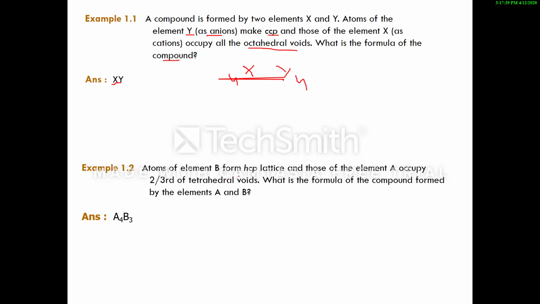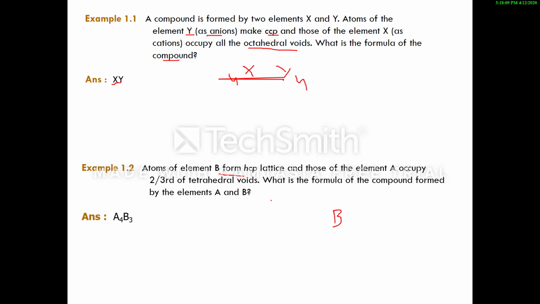Atoms of element B form an HCP lattice and those of element A occupy 2/3 of the tetrahedral voids. Now again in this case cation and anion are not mentioned, so when we write the formula we have to follow the alphabetical order. But if cation and anion are mentioned, then write the formula of the cation first followed by the anion. Now B forms the HCP lattice, so you can say this is B.